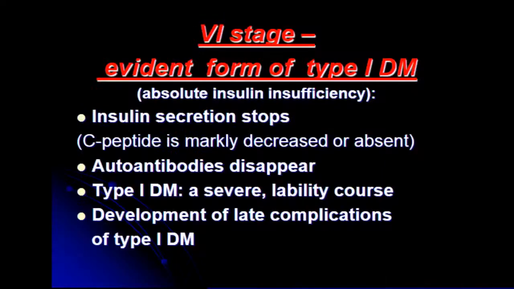And last stage, sixth stage, evident form of diabetes mellitus, when absolute insulin insufficiency, insulin secretion stops, C-peptide is markedly decreased or absent, autoantibodies disappear, diabetes mellitus a severe liability cause, development of late complication of this disease.